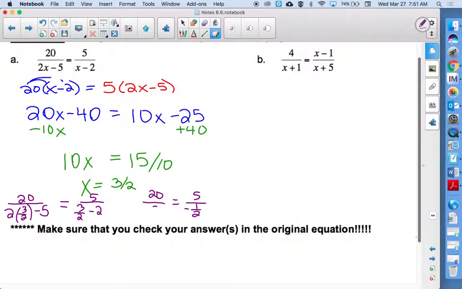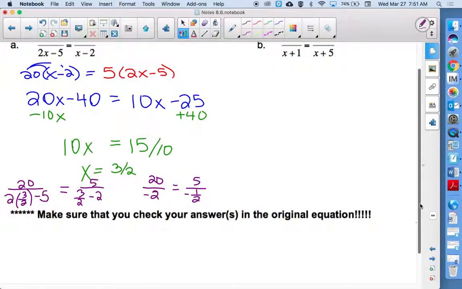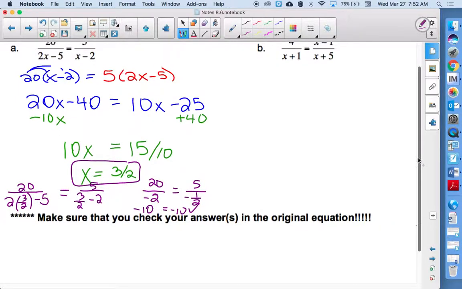And 3 minus 5 is negative 2. So Odette, 20 divided by negative 2 is negative 10. What happens when you take 5 and you divide it by negative 1 half? You get negative 10. Remember, when you divide by a fraction, you're multiplying by the reciprocal. So it's really taking 5 times negative 2. So checked it, worked. This is a true statement. We can move on. X does equal 3 halves. Some of them are a little easier to check if you get whole number answers or integer answers.